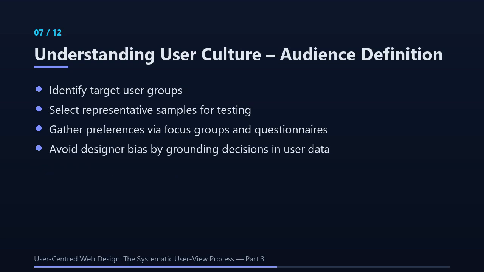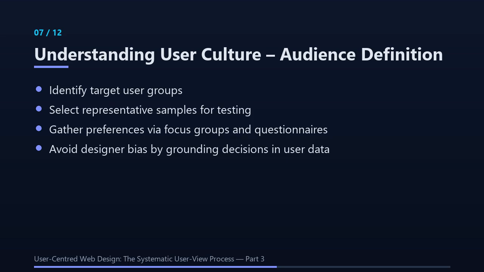User culture captures the characteristics, preferences, and expectations of the people who will interact with the website. The first step is to clearly define the target audience, whether they are busy professionals, teenage shoppers, or senior citizens. Once the groups are identified, designers must recruit representative participants for usability evaluation, ensuring that the sample reflects real-world diversity.